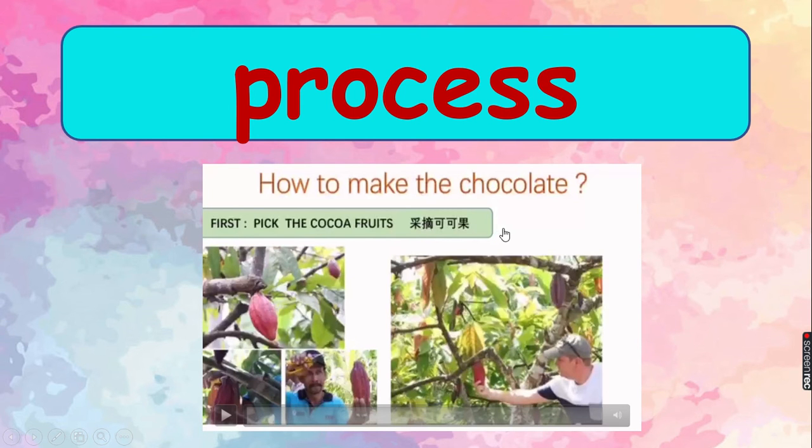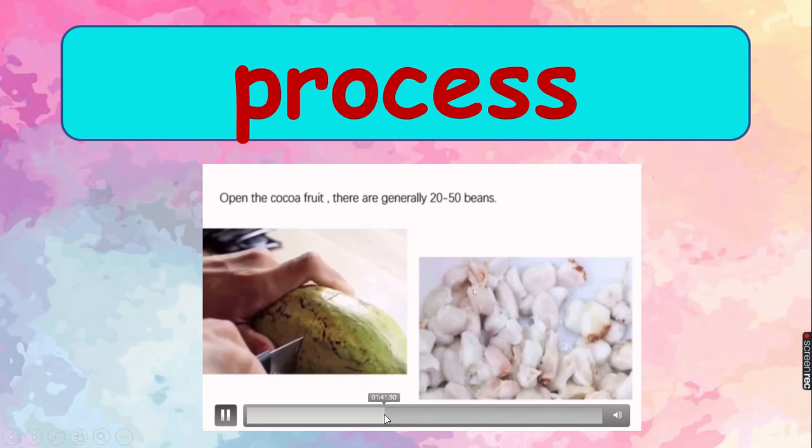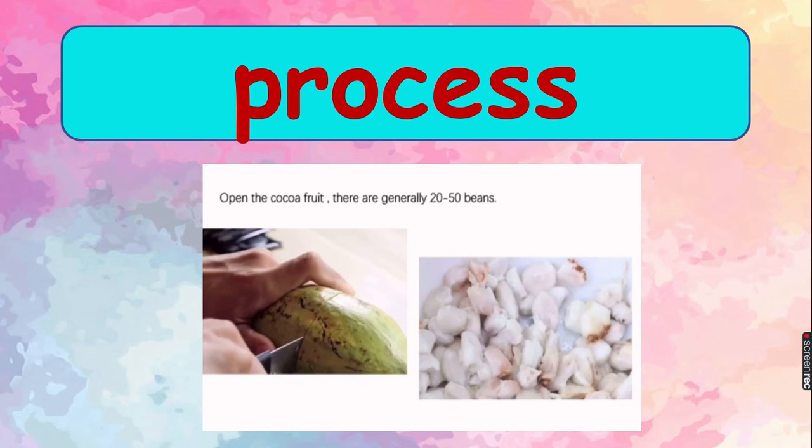Here we can see the first part of the process of making chocolate. First, pick the cocoa fruits from the cacao. So for this one it is the cocoa, and you pick them first. Then you open it, and it generally has 20 to 50 beans. Don't worry, you'll be able to watch this video. So this is called a process, something that goes through different steps.